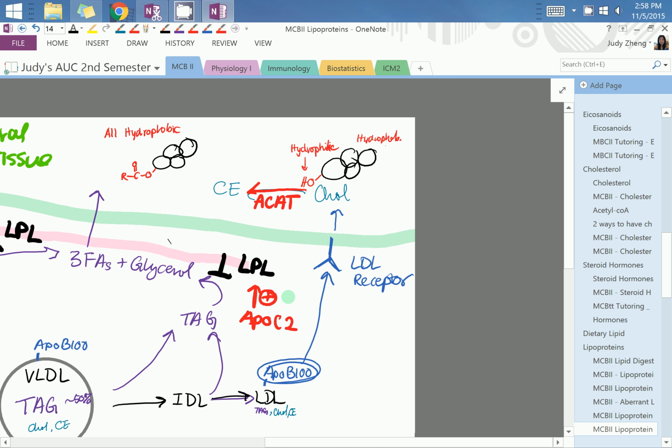So if you have a lot of cholesterol, you don't want to make more cholesterol. So cholesterol will inhibit the action of HMG-CoA reductase. And the same idea, if you have a lot of cholesterol, you probably don't need to take up more cholesterol from the extracellular space. So this LDL receptor will also be downregulated by the presence of lots of cholesterol in the cell. So these 3 things will happen as a result of increased cholesterol.